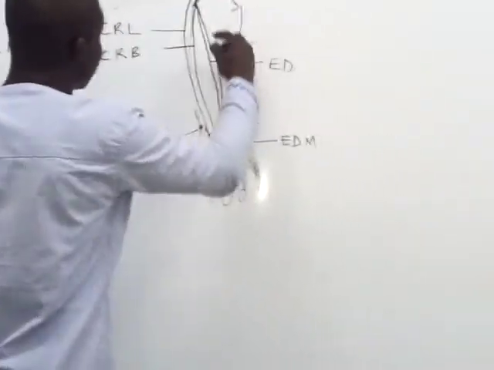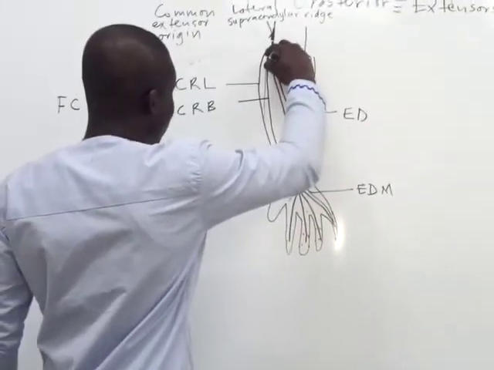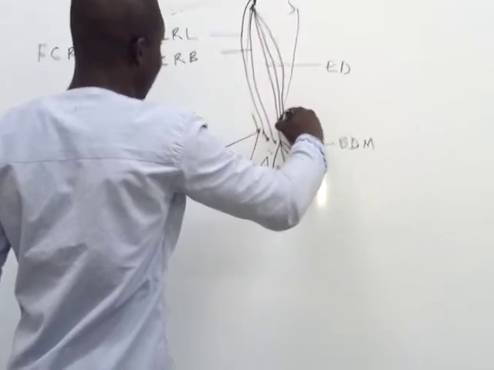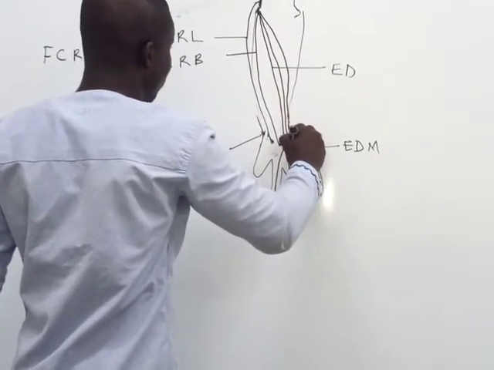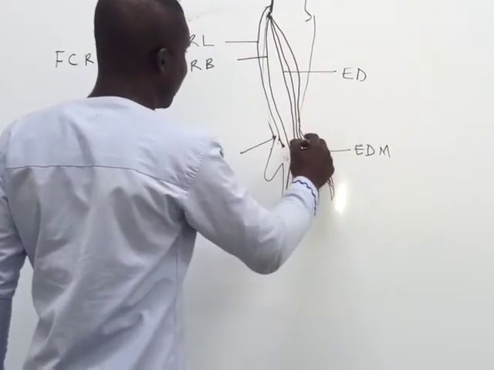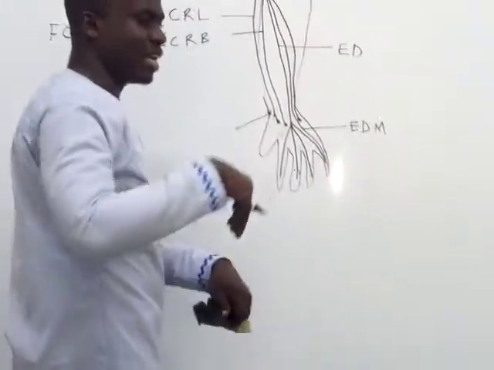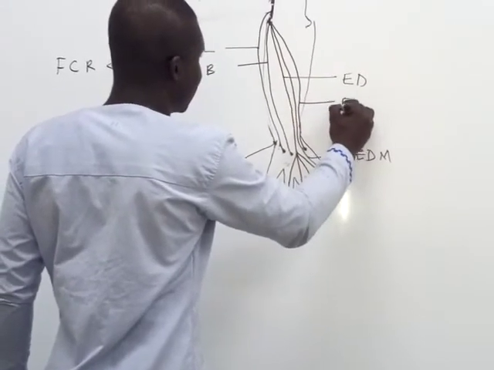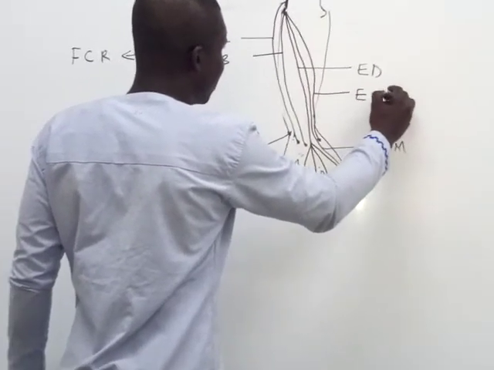Now, the next muscle takes origin from the same common extensor origin, comes all the way, and this time around inserts to the base of the 5th metacarpal, the posterior aspect of the base of the 5th metacarpal. This is known as extensor carpi ulnaris.